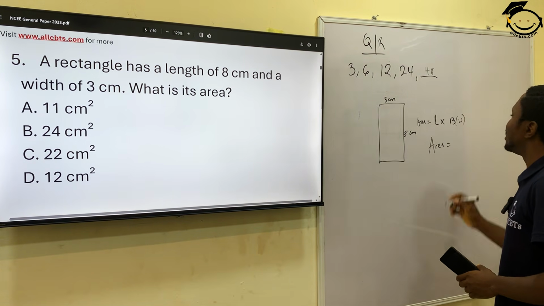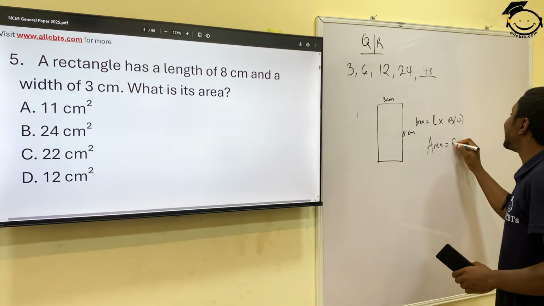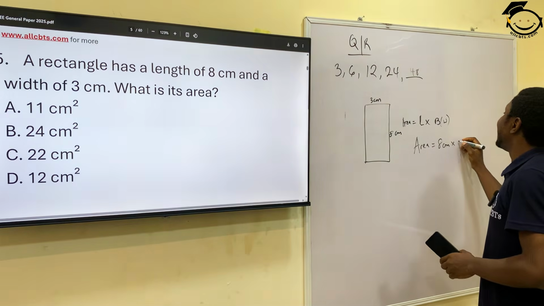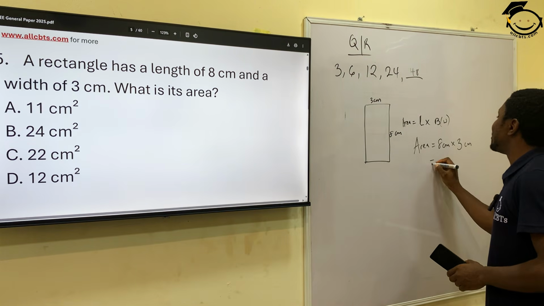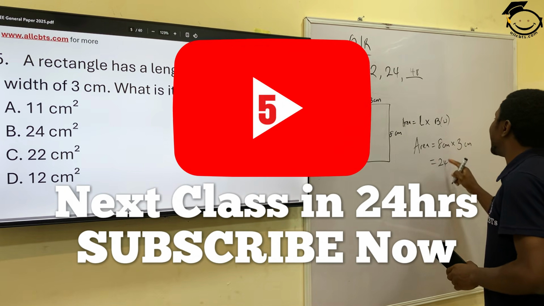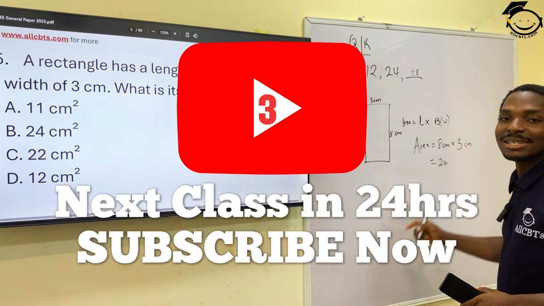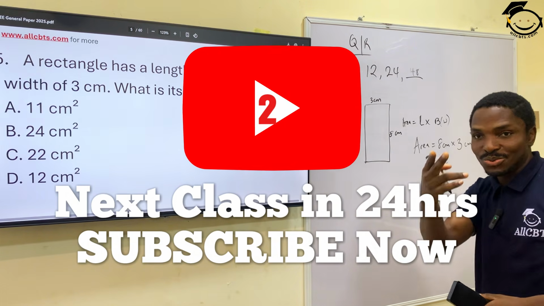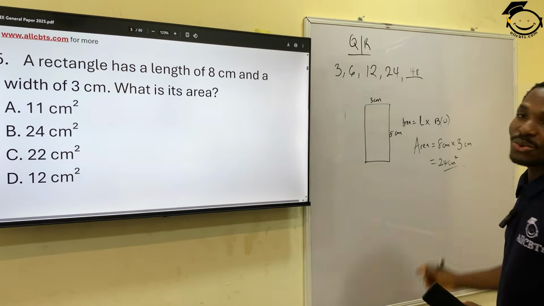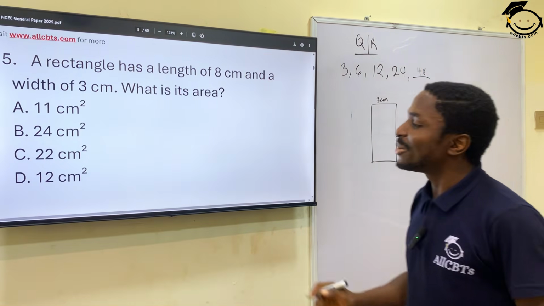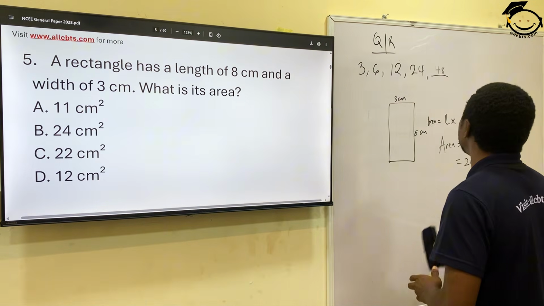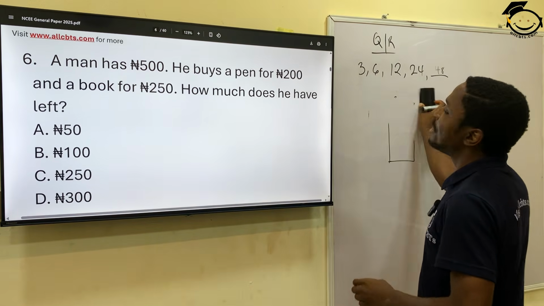Your area then will be what? Your length, which is 8 centimeter, times your breadth or your width, which is 3 centimeter. It will now give you what? 24 centimeter. Now, centimeter times centimeter is centimeter raised to power 2. That's 2 times. So, 24 centimeter squared. All right? So, the correct answer will be B. That's your correct option.